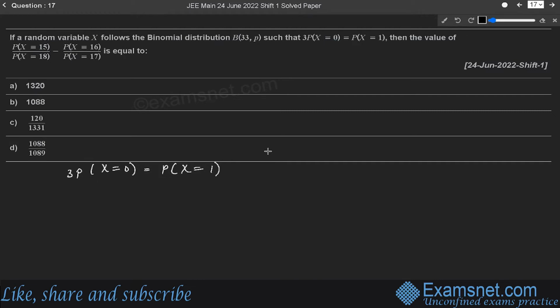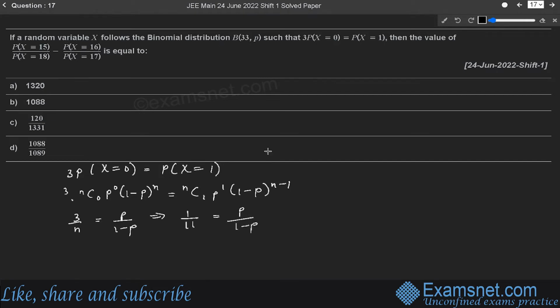We know that this expression can be written as 3 into nC0 p^0 (1 minus p)^n equal to nC1 p^1 (1 minus p)^(n minus 1). So 3 upon n is equal to p upon 1 minus p. It will be equal to 1 upon 11, which will be equal to p upon 1 minus p. So 1 minus p will be equal to 11p. So p will be equal to 1 upon 12.